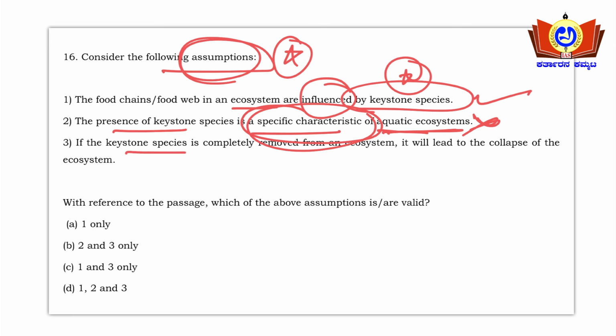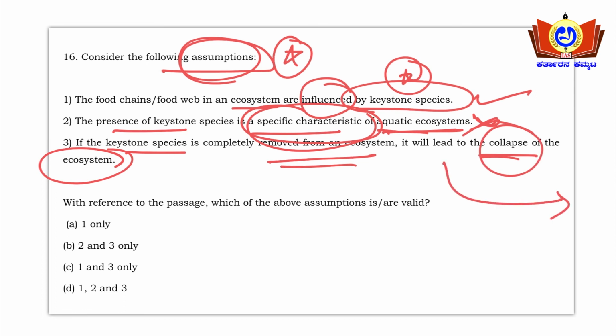If a keystone species is completely removed from the ecosystem, it will lead to collapse of the ecosystem. No, this actually is not the collapse of the ecosystem itself. One species will be in abundance here. So option 3 is also wrong. Option A, one only, is the right answer, my dear friends.